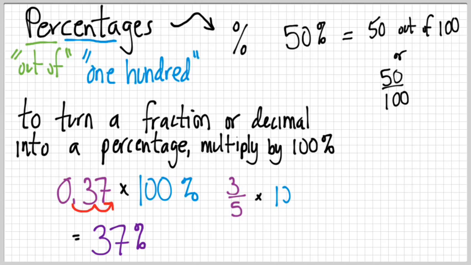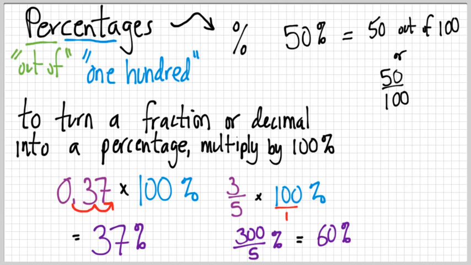With a fraction, we do the same thing, multiply by 100%. And 100 is like 100 over 1, so we can multiply fractions. 3 times 100 is 300, and 5 times 1 is 5. And we put the percent on there. But we're not done, we need to simplify. 5 goes into 300 60 times, so that becomes 60%.